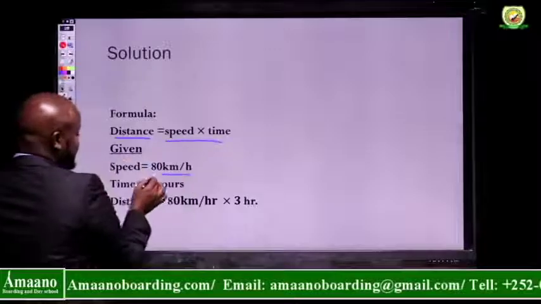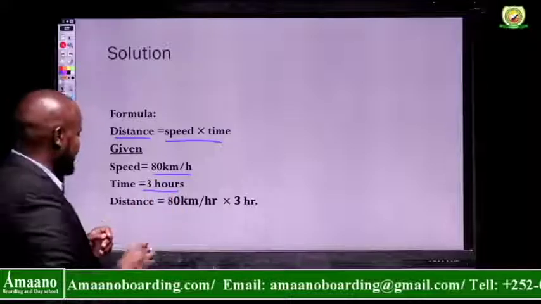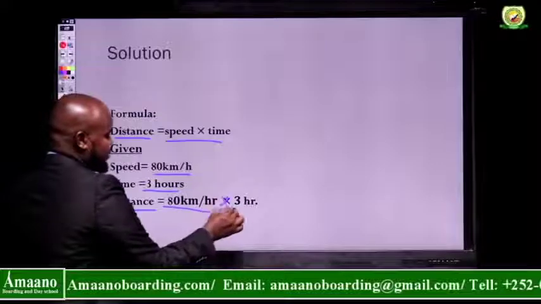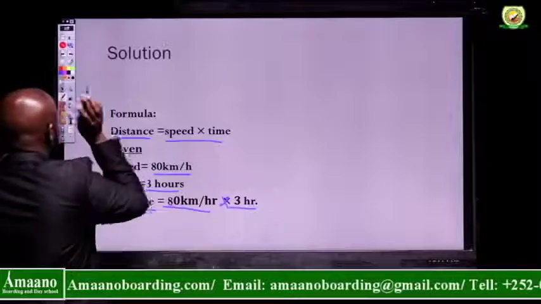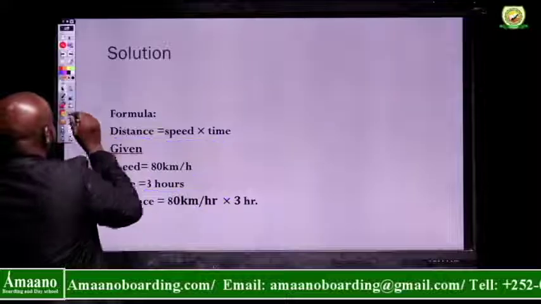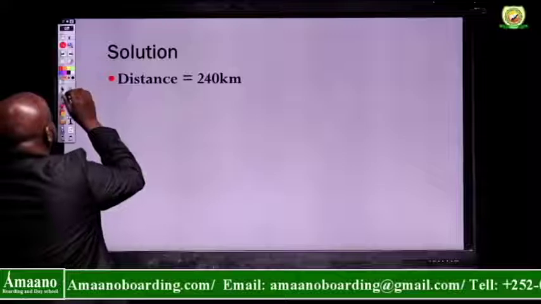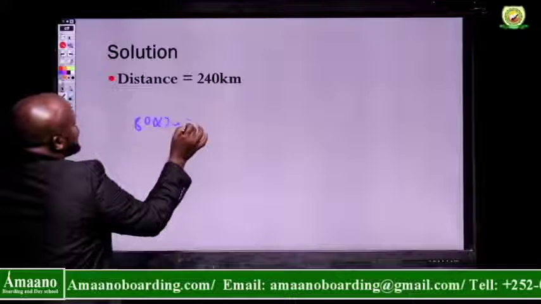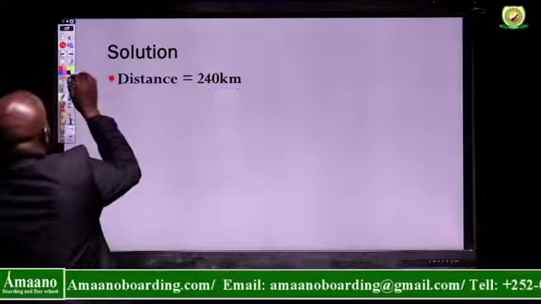So what are we given? Speed, which is 80 kilometers per hour. We're also given time, which is 3 hours. Then distance is equal to speed times time, so 80 kilometers times 3 hours. 80 times 3 is 240, right? Okay, I think it's clear. You understand?